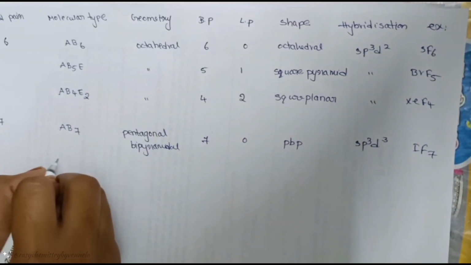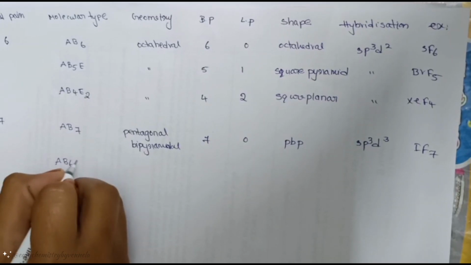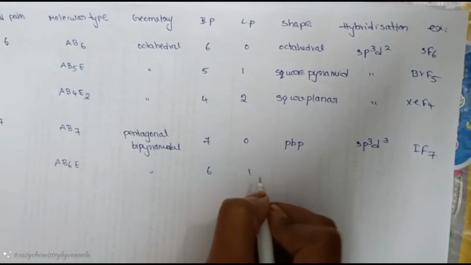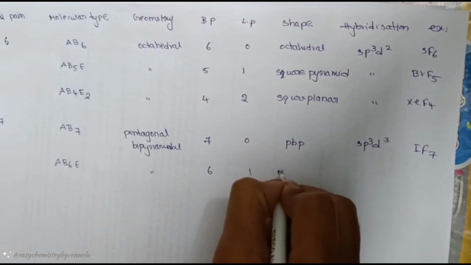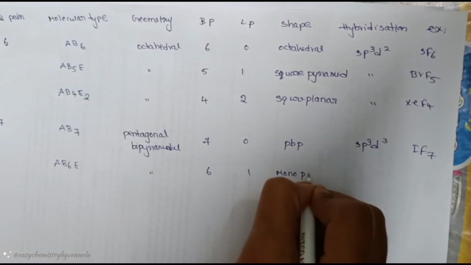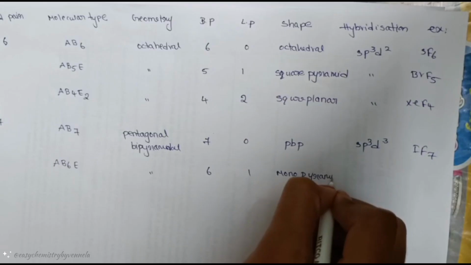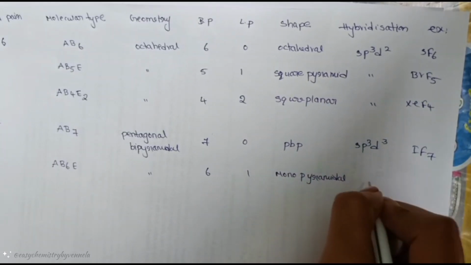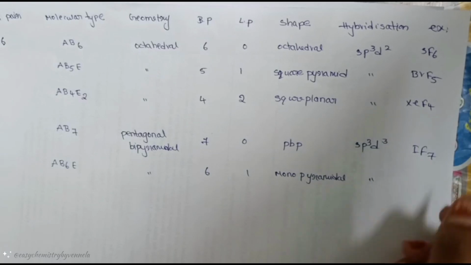After that, AB6E, bond pair 6, lone pair 1, monocapped octahedral or distorted octahedral. Same hybridization.